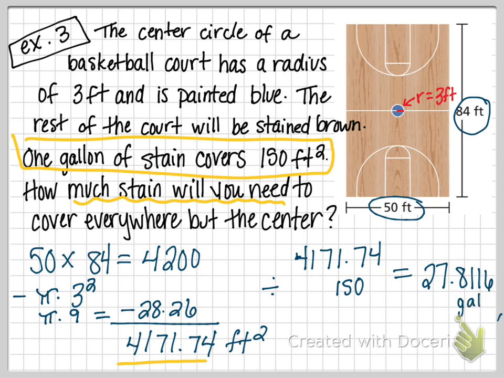gallons. However, you don't buy paint in little tiny decimal increments. You buy it in whole gallons. So what would make sense here is to round up and say to the next nearest gallon, you would need 28 gallons of paint to cover the non-circle area of this basketball court.